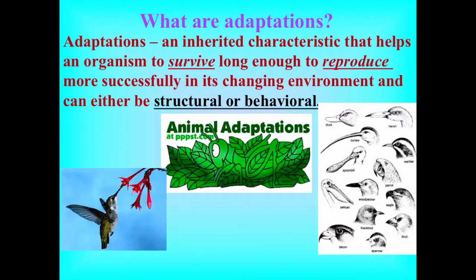The definition of an adaptation, and I want you to write this down, is an inherited characteristic that helps an organism to survive long enough to reproduce more successfully in a changing environment, and so it can be structural or behavioral. Now, the whole reason of life is the goal is to reproduce. Everything wants to live long enough to reproduce to pass on its genetic material. From humans all the way to even bacterium, the whole goal in life is to pass on your DNA, and you do that through reproduction.